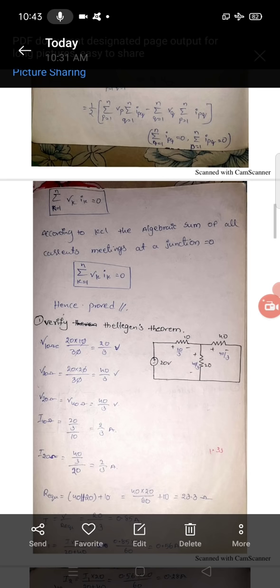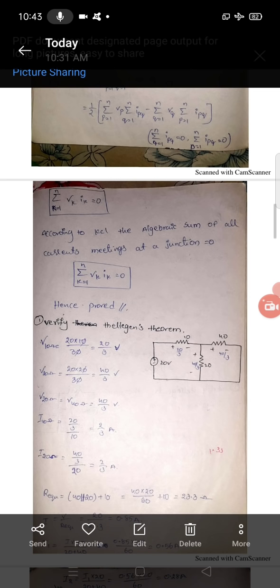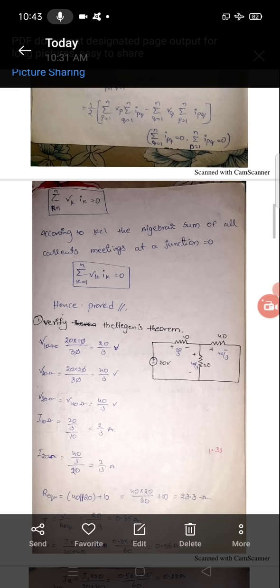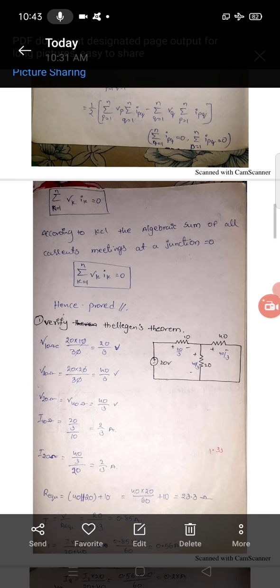The circuit has a voltage source of 20 volts and three resistances of 10 ohm, 20 ohm and 40 ohm. That means we have to verify Tellegen's theorem from the given circuit. What is the statement of Tellegen's theorem? The sum of delivered power is equal to the sum of absorbed power, or the summation of power is 0. That is what we have to verify.